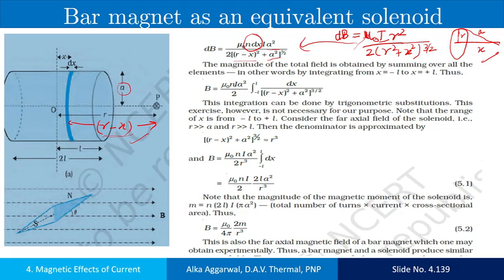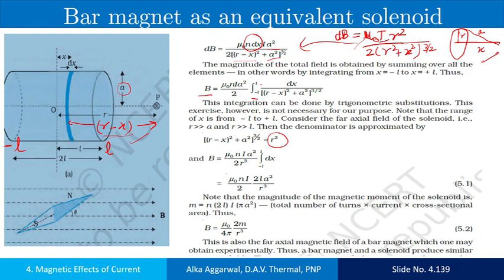Now, to find the complete magnetic field at the point P, we have to integrate it over the complete length of the solenoid. The length of the solenoid is from L to minus L, so the complete length is 2L. So the limits of integration are from minus L to L. As we are taking it from the center, we integrate within the limits minus L to L. The denominator becomes equal to R cube.